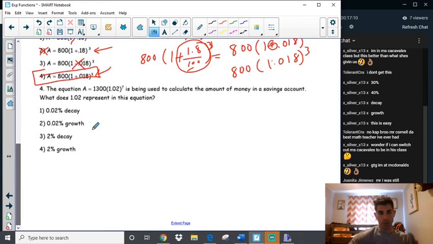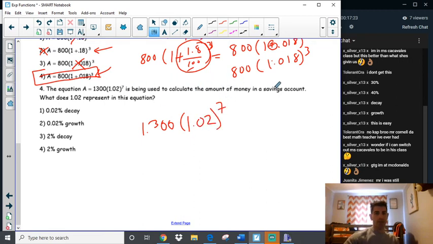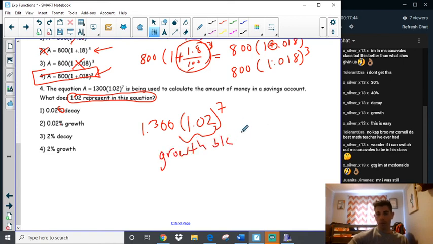Okay, now moving to number 4. Now this is kind of what we were looking at before. Here's the equation. So they gave me the equation already. 1,300, 1.02 to the 7th power is being used to calculate the amount of money in a savings account. All they want to know is, well, what does 1.02 mean? Well, if I look at it, they're talking about percent, and they're asking me growth or decay. 1.02, does that represent a growth or a decay? And we're going to say growth, because 1.02 is greater than 1.